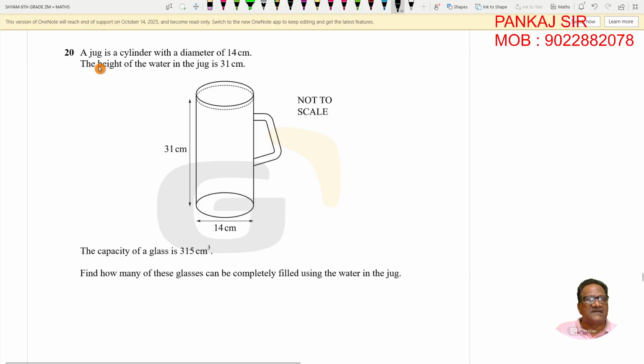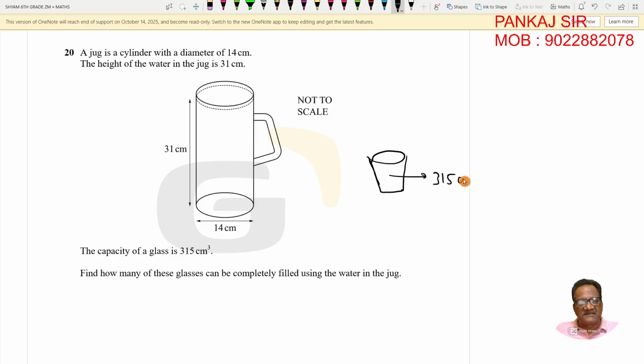A jug is a cylinder with a diameter of 14 centimeters, and the water in this cylinder is 31 centimeters high. So this is the water level up to 31 centimeters. The capacity of a glass is given. The glass is not shown, but let us assume the glass is something like this, and the capacity or the volume of this glass is 315 centimeter cube. They have asked how many of these glasses can be completely filled using the water in the jug.